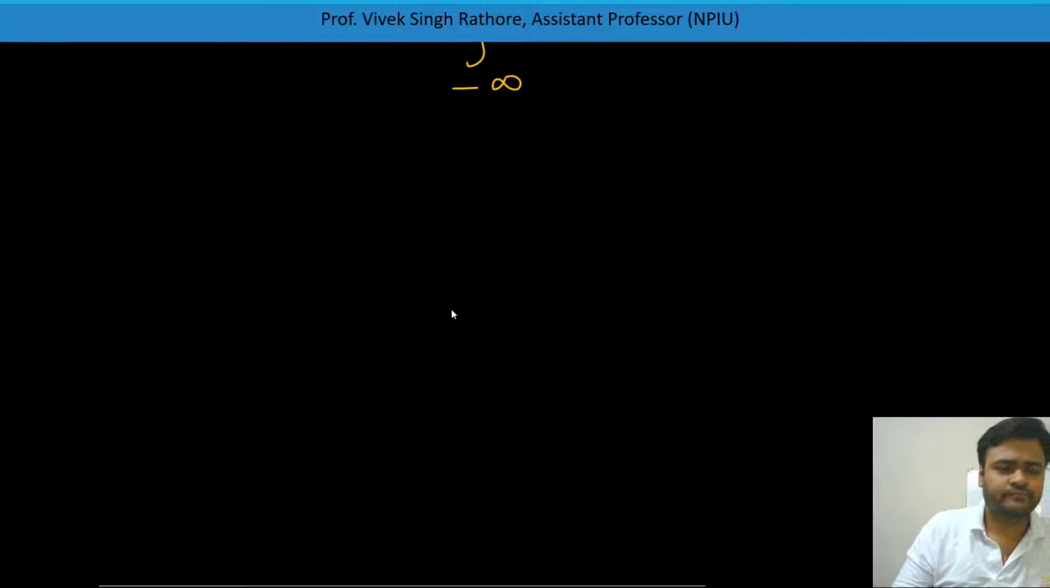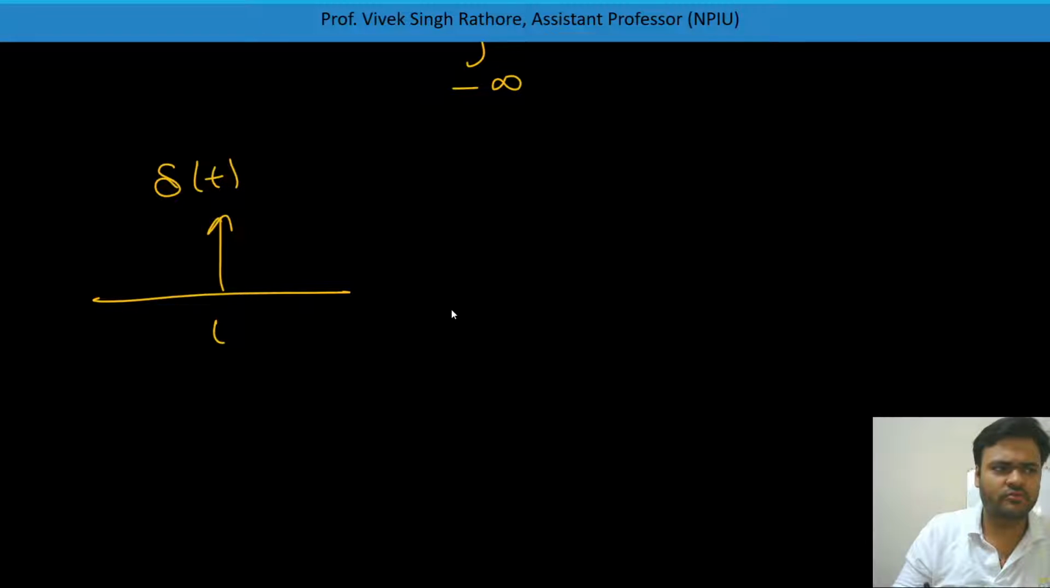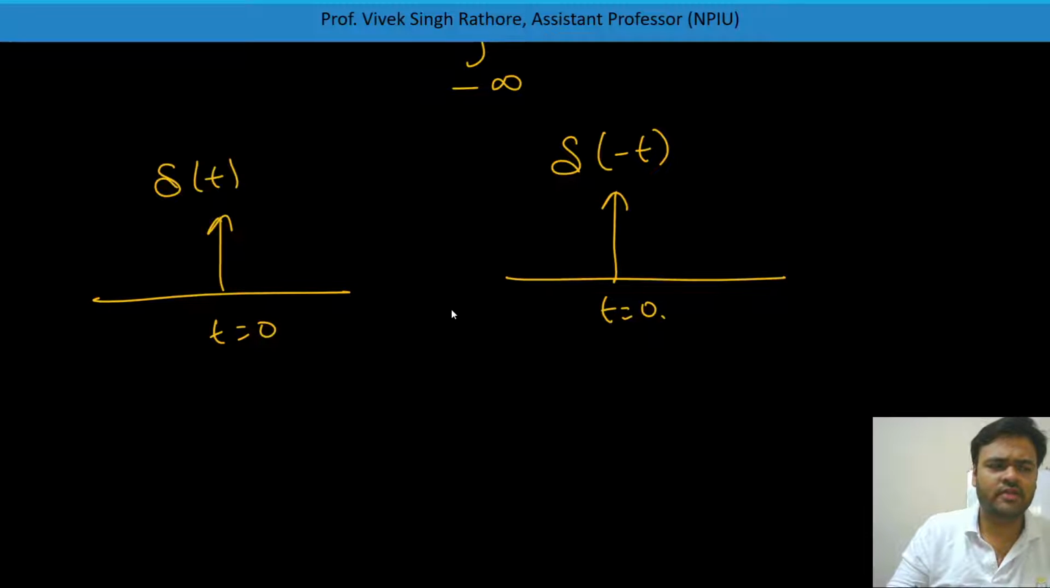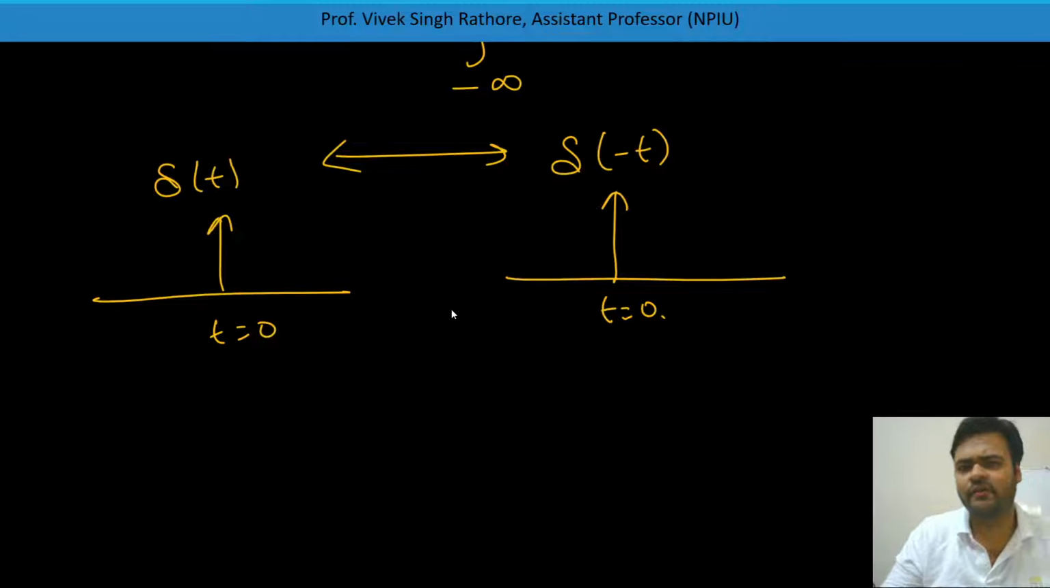So first we'll see time reversal. Delta t is nothing but like this, at t equal to 0. And if you see delta of minus t, you will get the same thing, because the reversal happens at t equal to 0 only. So there is absolutely no change when we apply time reversal to the unit impulse signal.